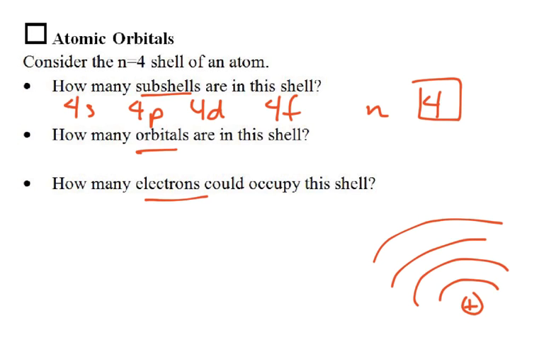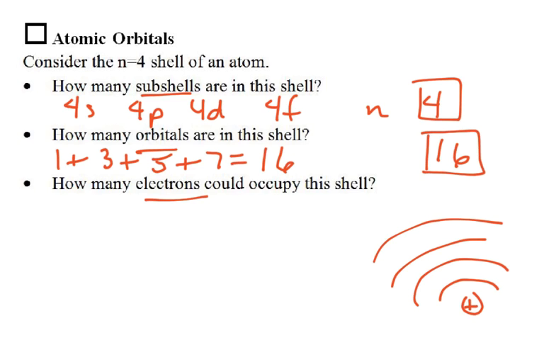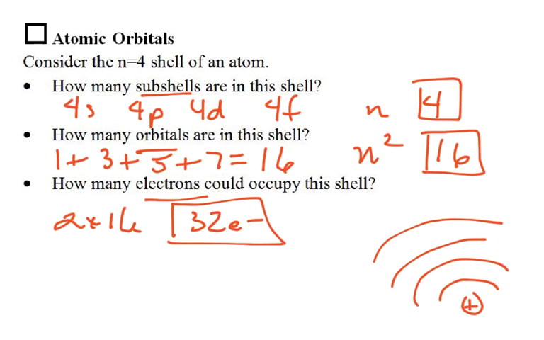How many orbitals are in this shell? Well, we know for the s's there's 1, for the p's there's 3, d's always come in 5s, and f's always come in 7. If we add that up, we find that it is 16. And 16, you might notice, is n squared. So that's a shortcut: n squared orbitals, 16. Each of these orbitals can hold 2 electrons, so it's just 2 times 16. So we have 32 electrons that can occupy the n equals 4 shell.